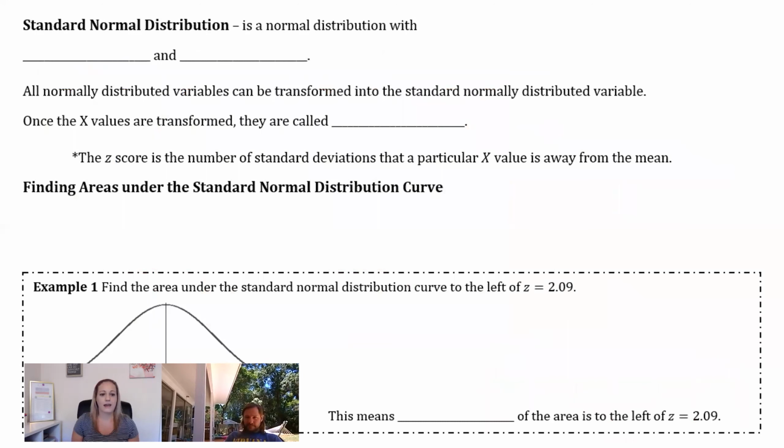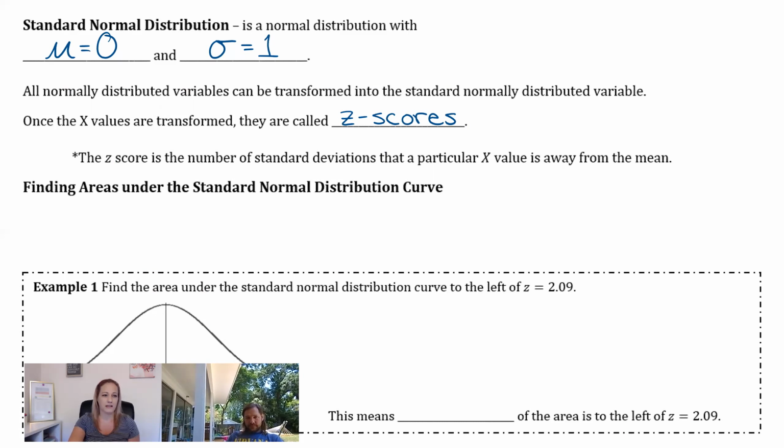Okay, now we're going to look at a specific type of distribution first today, and it's called a standard normal distribution. This is a normal distribution where the mean is equal to 0 and sigma is equal to 1. So whenever the question specifies that it's talking about a standard normal distribution, then you automatically know those 2 facts right there. Now, all normally distributed variables can be transformed into a standard normal variable. And once those x values are transformed, we call them z-scores.